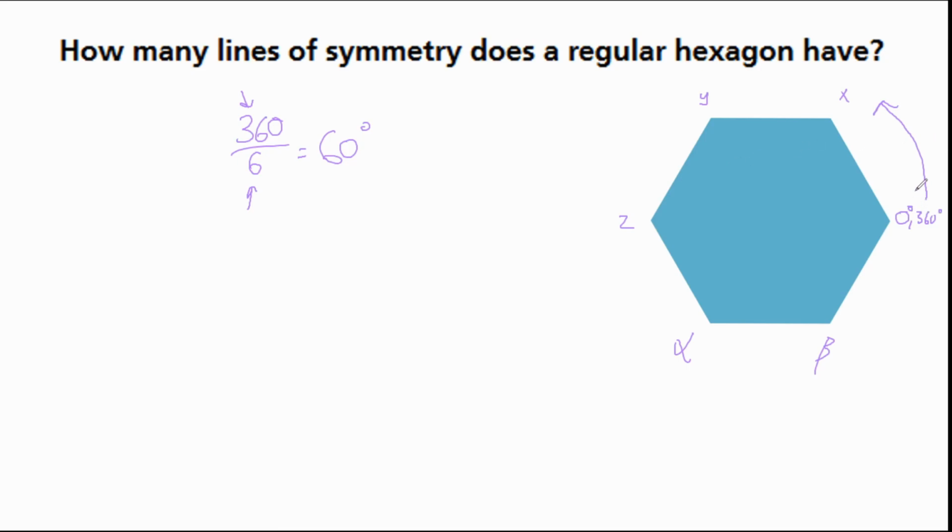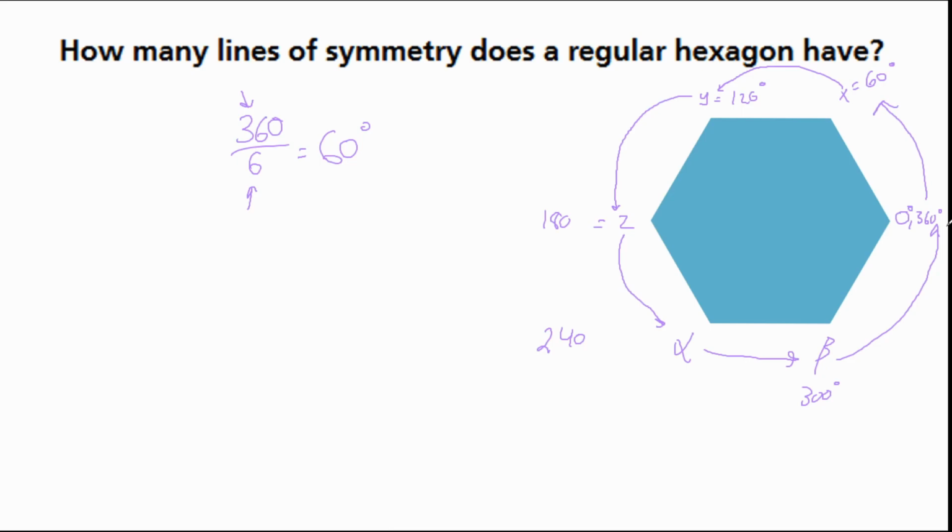So from here at 0 to x, that means I must travel 60 degrees. Then from x to y, I have to travel another 60 degrees, which puts me at 120. And then I'm going to travel another 60 degrees. That means my z is at 180. This would be 240 to go from z to alpha. And then from alpha to what I'm calling beta would be 300 degrees. And then to get back where I started, it's a total of 360 degrees.